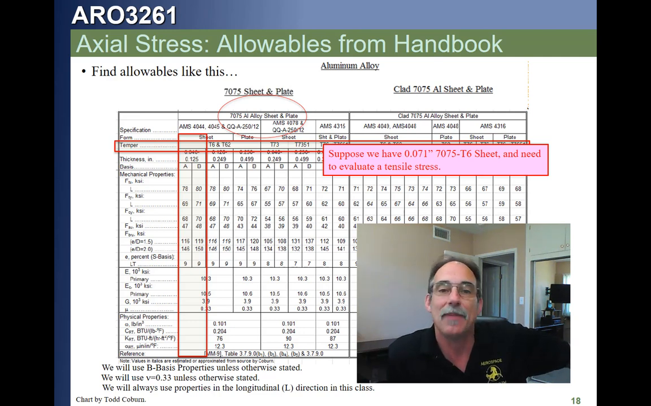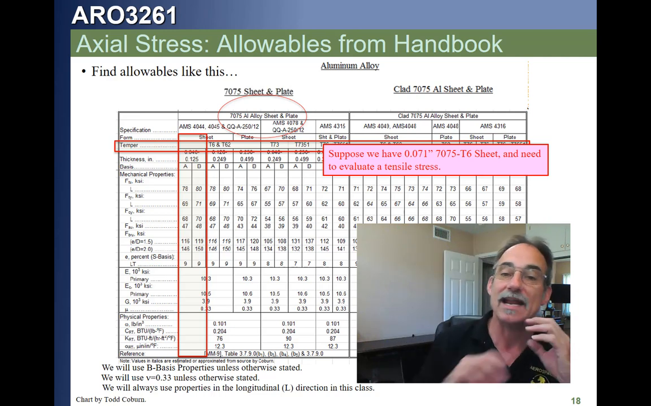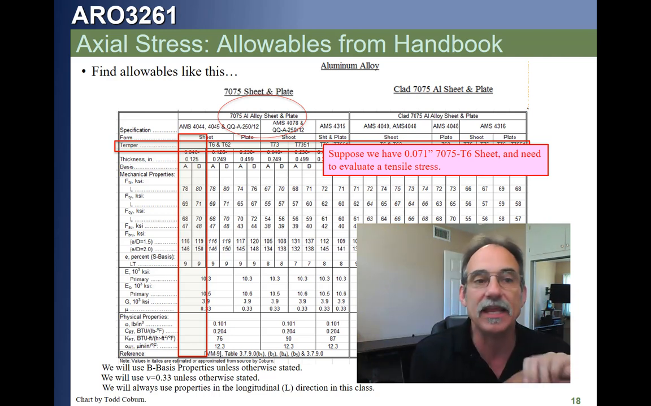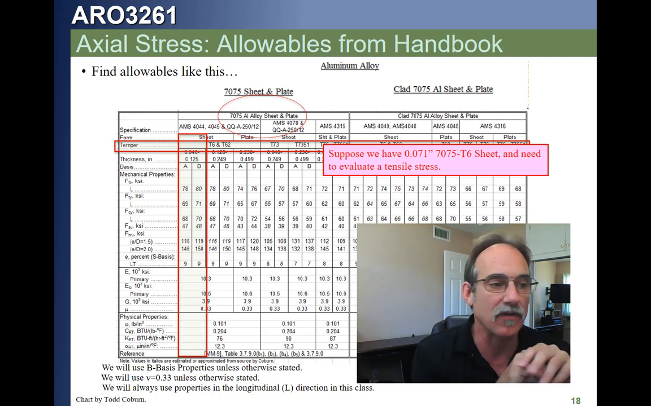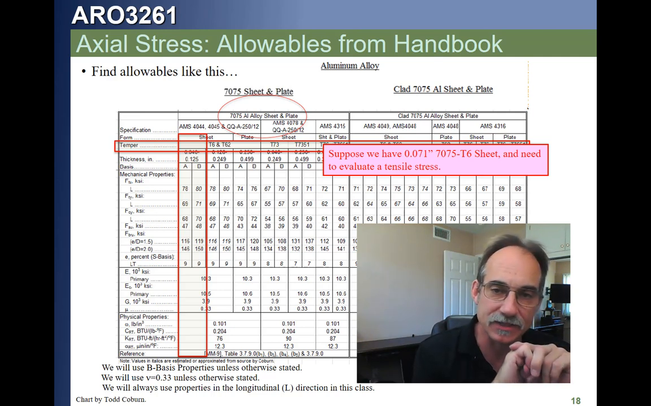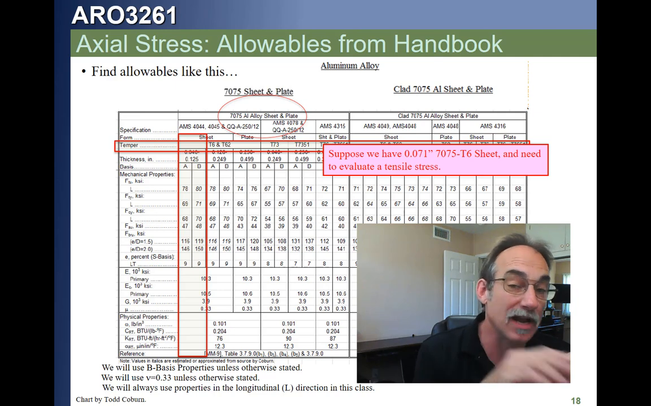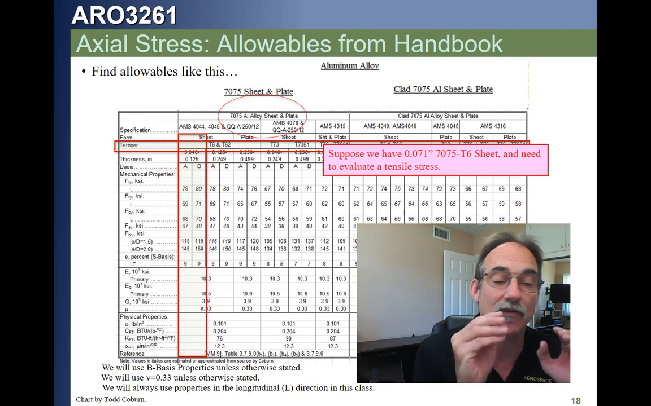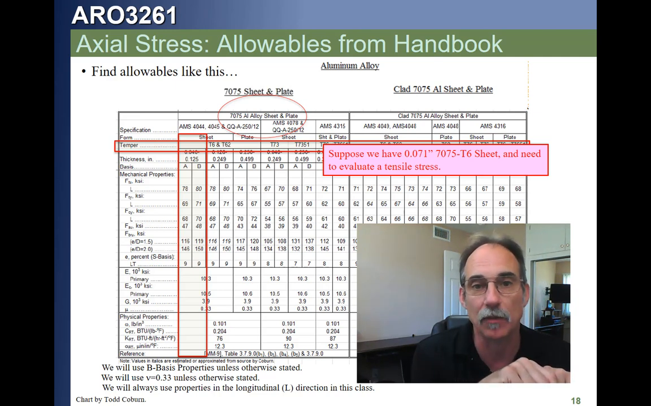We have both A basis and B basis allowables. I've written up a little write-up on what those bases mean in your handbook, at the start of the appendix. Make sure you read that and understand this. I expect you to understand it, but we're not going to do a lot with it other than to say that for our structures, we're going to use B basis allowables.